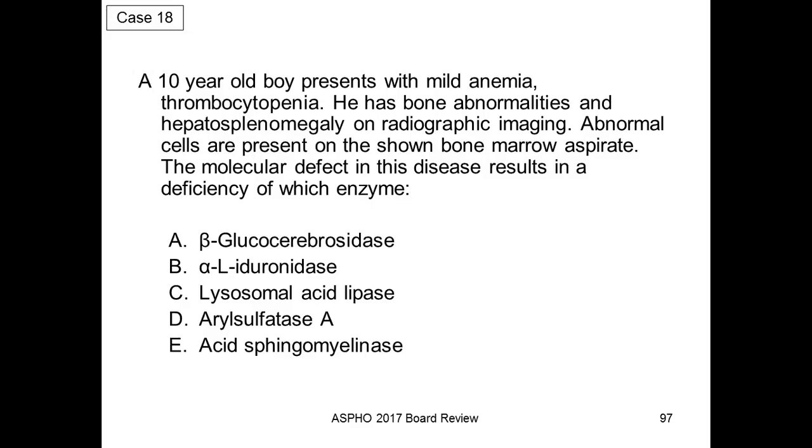A 10-year-old boy presents with mild anemia and thrombocytopenia. He has bone abnormalities and hepatosplenomegaly on radiographic imaging, and abnormal cells are present on the shown bone marrow aspirate. So the molecular defect in this disease results in a deficiency of which enzyme? Beta-glucocerebrosidase, alpha hydroronidase, lysosomal acid lipase, aryl sulfatase A, or acid sphingomyelinase?